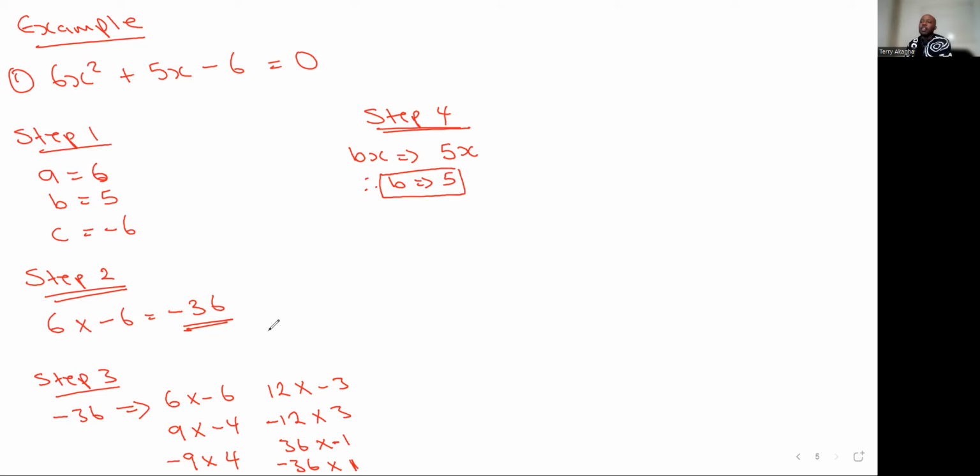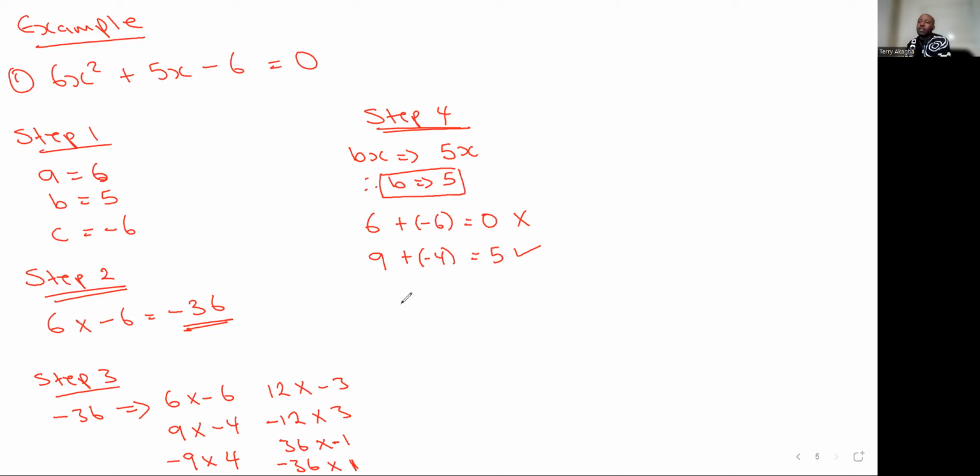So let's pick the first one. 6 plus minus 6: plus times minus will give you minus. So 6 minus 6 will give you 0. This is not correct. The next one, we have 9 plus or minus 4. So 9 plus times minus will give you minus. So 9 minus 4 will give you 5. And that is the right one. So just for the fun of it, I'm going to go through all the remaining ones, and you'll notice that they're not going to give us the b to be 5.